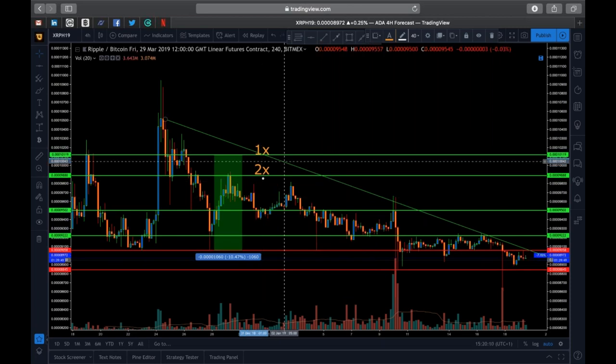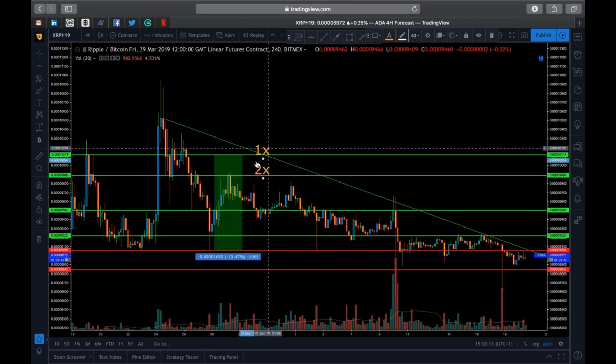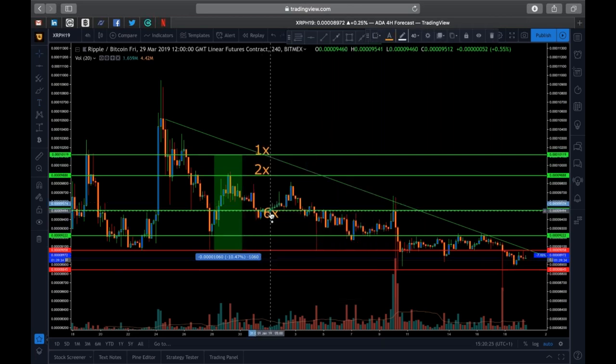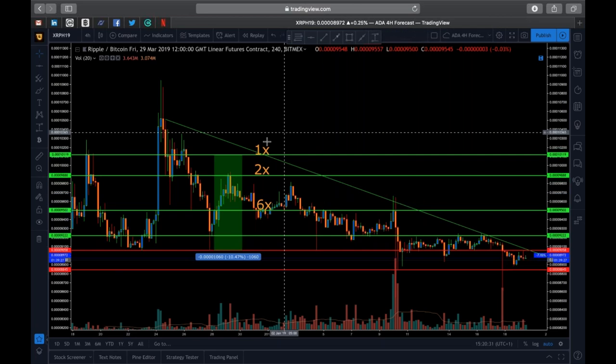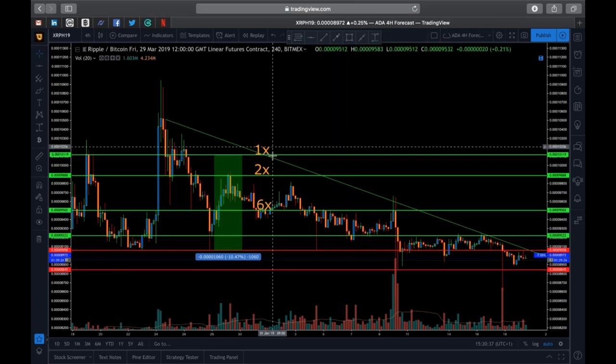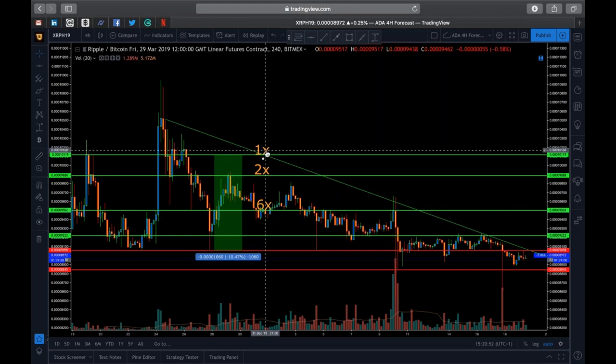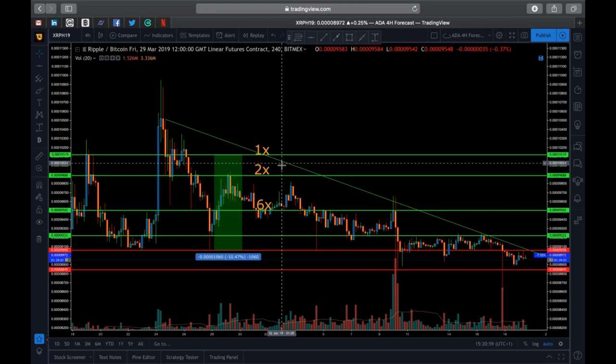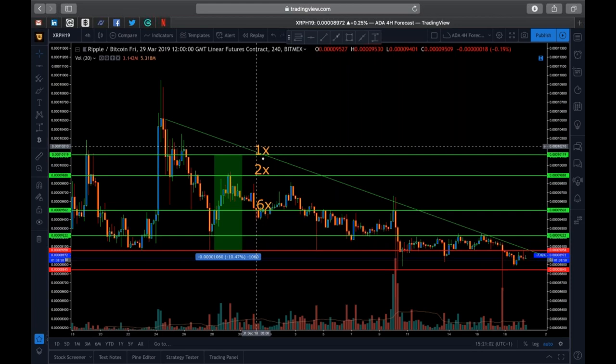So 1x plus 2x equals 3x. Now 3x times 2 is obviously going to be 6x. So let's say we pick 1% of our account as the variable X, meaning that here we would add another 2% of our account, and here we would add another 6% of our account. Obviously, it depends on how big your X is. Back to this one here: 1 + 2 = 3, 3 × 2 = 6, and 1 + 2 + 6 = 9.